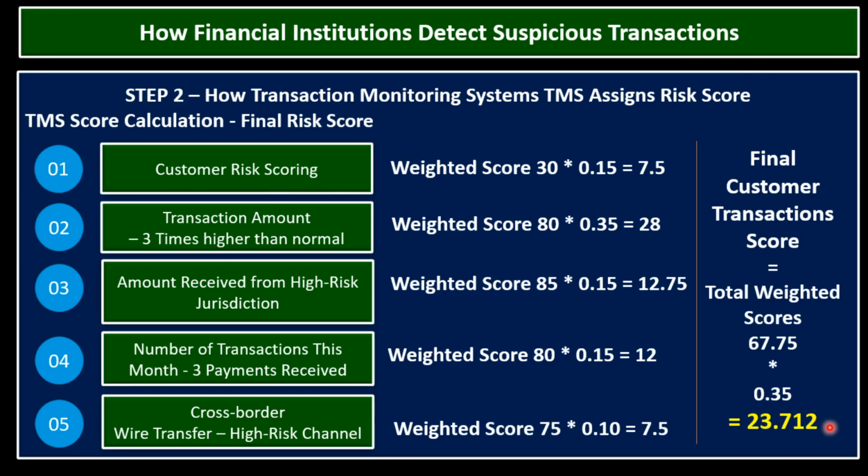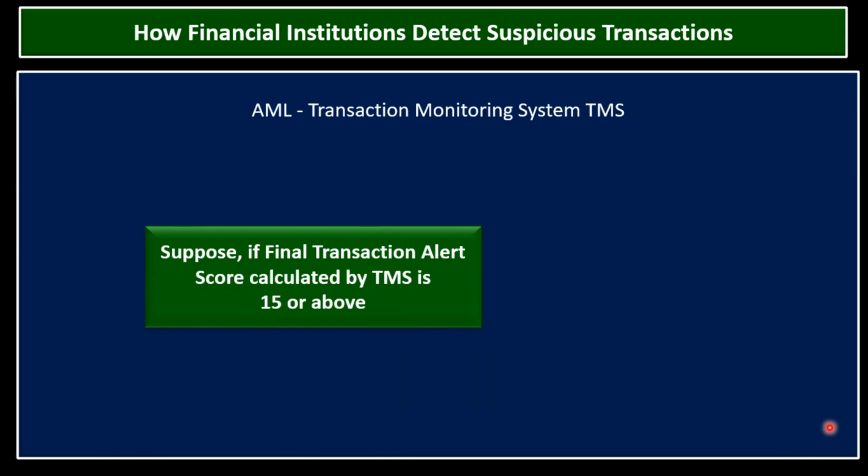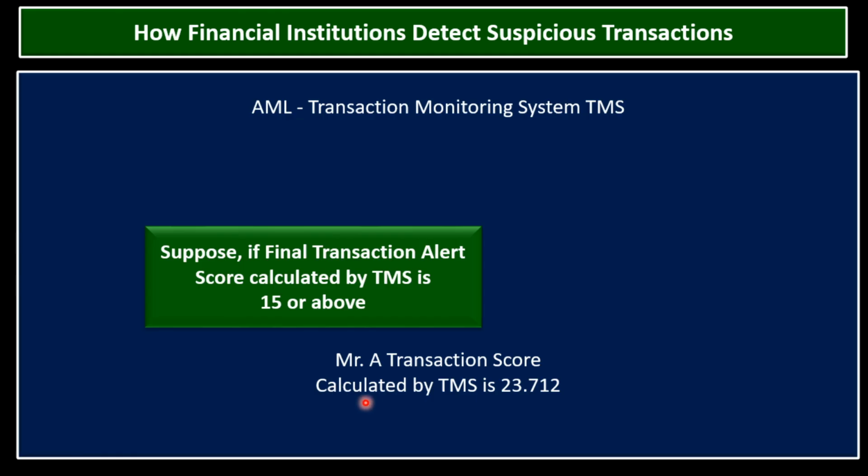Now, as the transaction monitoring system has calculated this score for Mr. A in the backend, now the AML alert will be generated, because suppose the transaction monitoring system is trained in such a way that if the final score calculated by it is 15 or above, then it has to generate the AML alert. And in our example of Mr. A, the calculated score is 23.712, which is the final transaction level score for Mr. A. So it is above 15. So as we know that 15 or above will be an AML alert generation case.